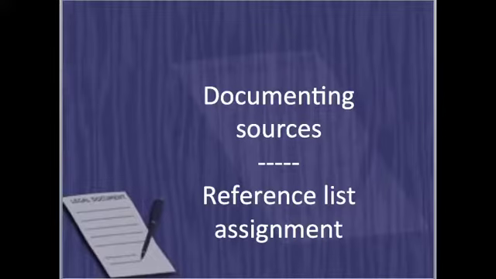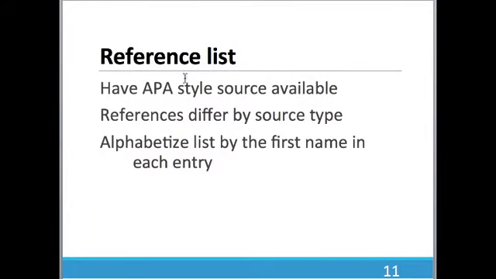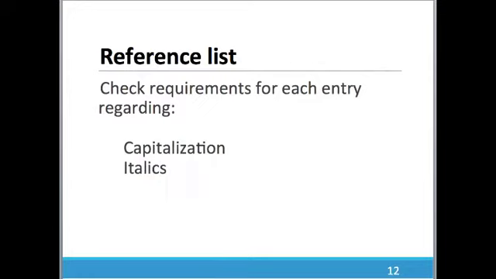Let's say that you've located your 35 sources. Now it's about documenting those sources on your reference list assignment. So let's see what that should look like. On your reference list, you need to make sure you have the correct APA style source available. You need to also remember that your different references will differ by the source type. For example, the way that a dissertation looks on the references page looks different than a journal article or different than a book. And you'll need to make sure you alphabetize the list by the first name in each entry.